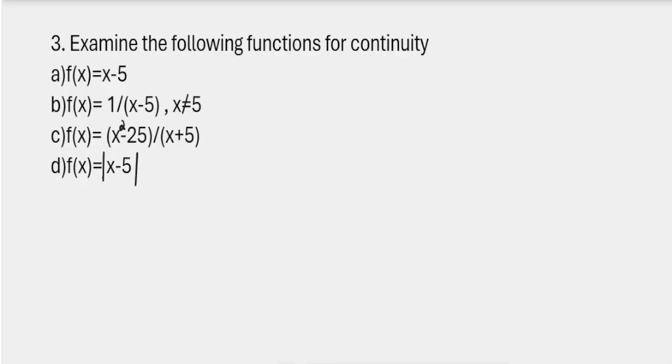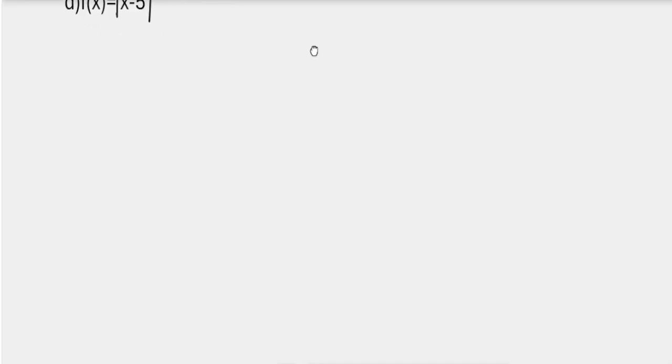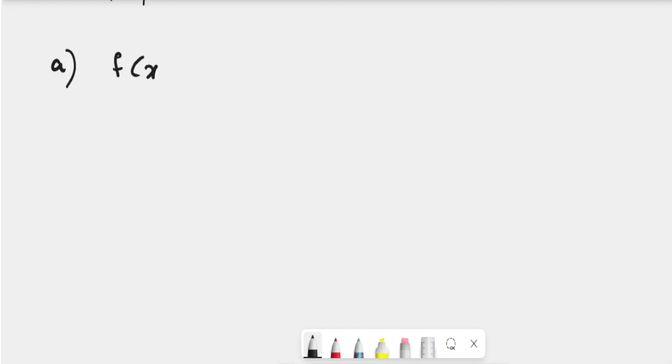So what we have to do is, when the points are not given, we have to check for all real numbers. So the first part, we have to check continuity for the function f of x equals x minus 5 for all real numbers. You can put x as c, where c belongs to real numbers. We'll check the continuity at x equal to any point c where c belongs to real numbers. So the function is x minus 5.